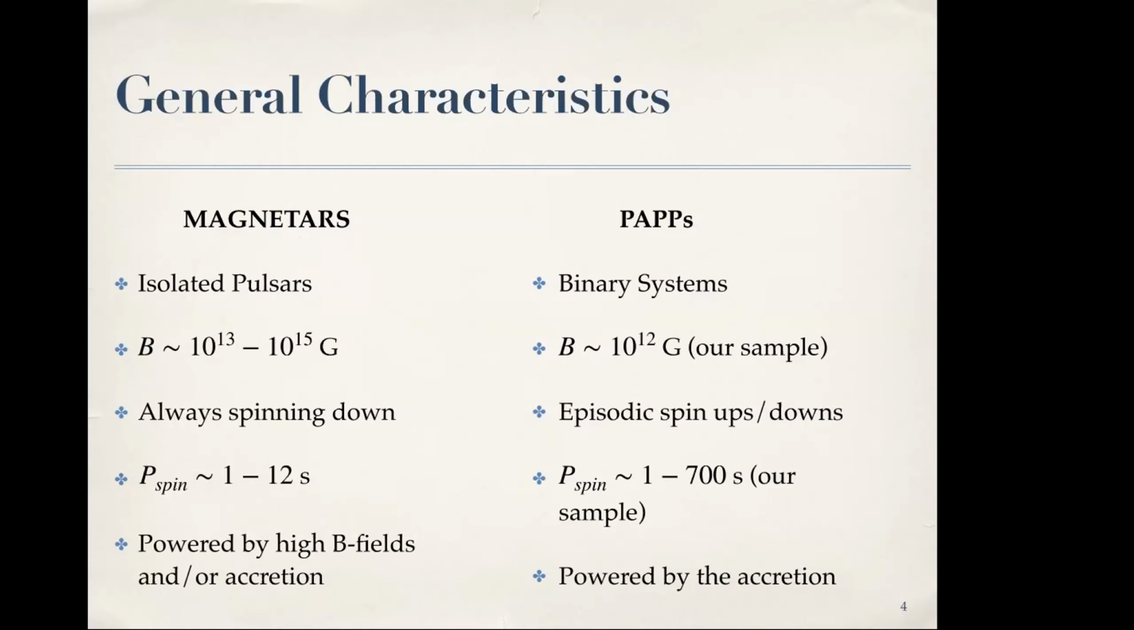Magnetars are always found to be spinning down, just like radio pulsars, while accretion powered pulsars are observed to have episodic spin-ups and spin-downs, depending on the sign of their torque coming from the accretion. Therefore, magnetars are thought to be powered by either magnetic braking, just like other isolated pulsars, or by a fallback disk, while the accretion pulsars, from their name, are powered by the accretion.